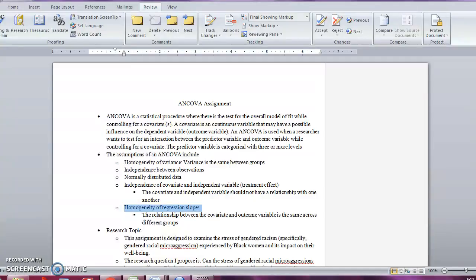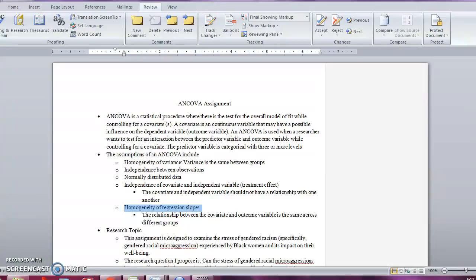The first assumption is homogeneity of variance. This is the variance between groups. Homogeneity of variance is where you want your variance between groups to essentially be the same. Independence between observations refers to having your observations not influence one another, so one score will not be dependent upon another, in short terms. And the data should be normally distributed.